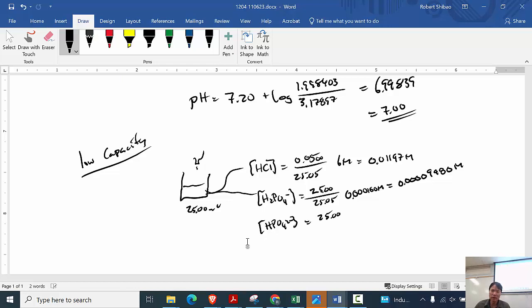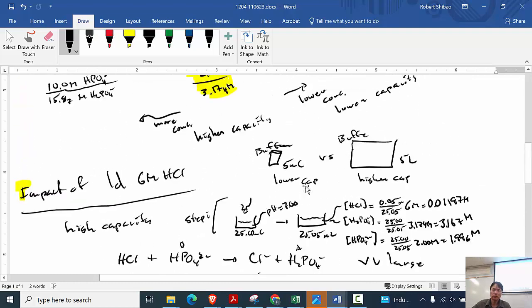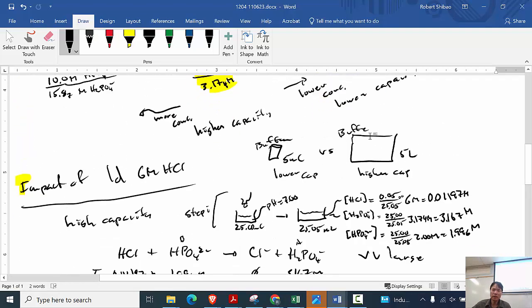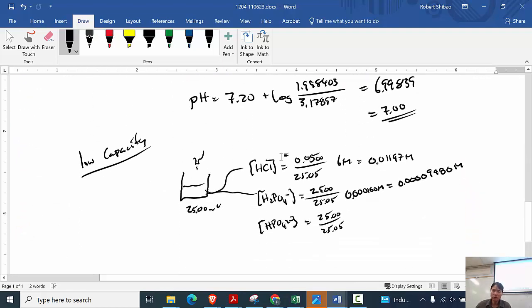It's 25 to 25.05 dilution. And the concentration of this is 0.001587. I'm carrying extra digits, so these dilutions are very small, but I want to see it. I don't want to round things, otherwise it looks like nothing's changed.